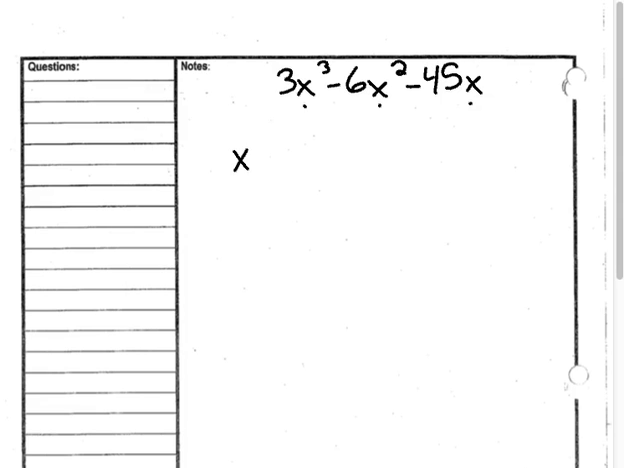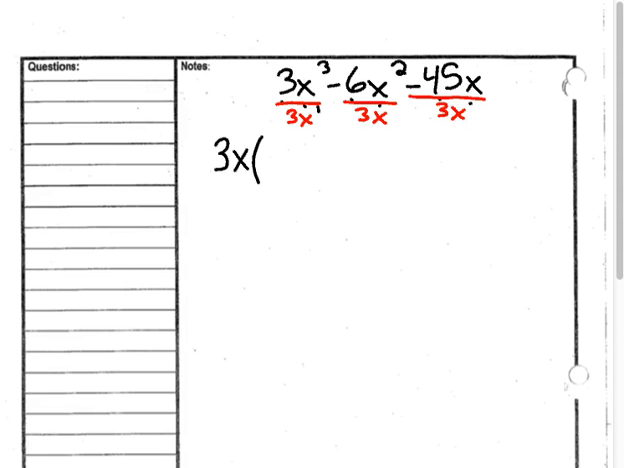But then something else that I notice is each of the numbers, 3, 6, and 45, each of those are divisible by 3. So in this instance, I'm actually going to pull the 3 and the x out together, because I can pull that out of every single term. So I'm going to picture dividing every one of these by 3x. I'm picturing what that leaves me.